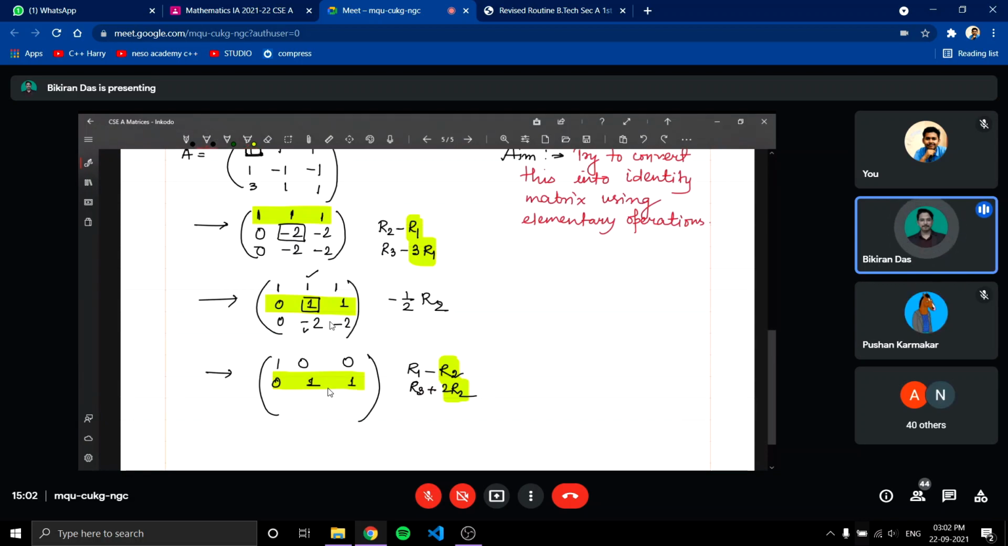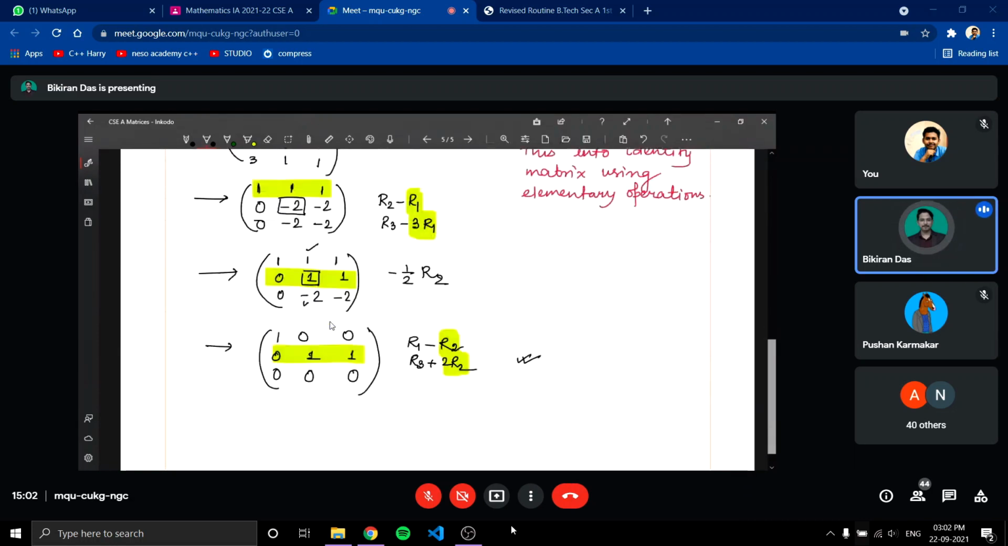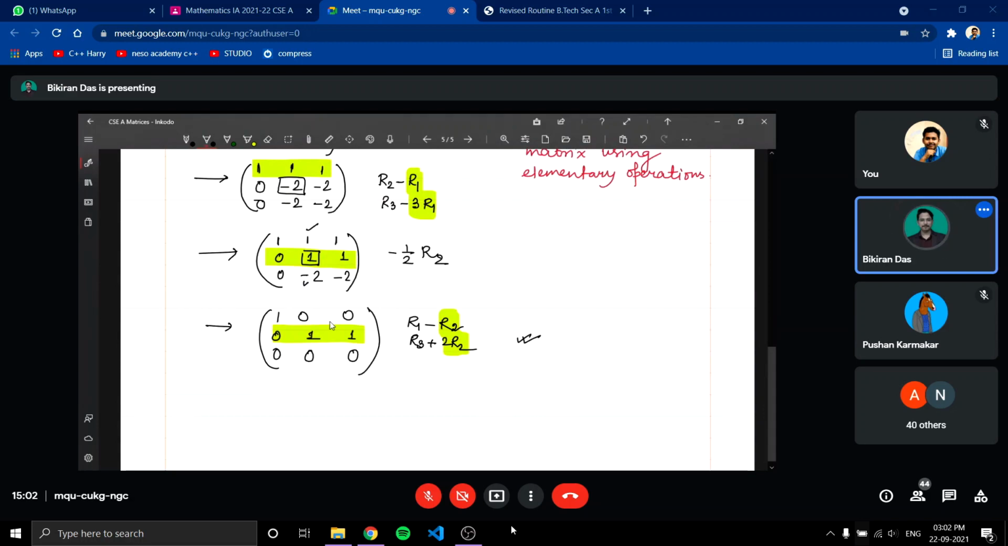So if you do R3 plus 2R2, this will be 0, this will be 0, this will be 0. Our task was to make this 1, but since we got 0 here, if you multiply it with anything, it will not become 1. So we have completed our process here, and we cannot make this equal to an identity matrix because we got a 0 here.